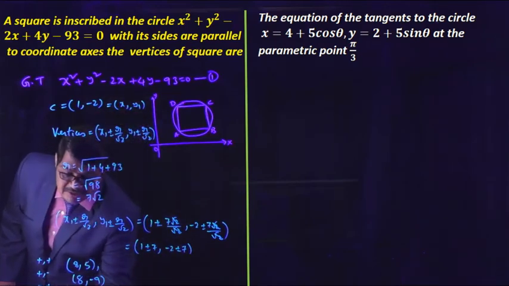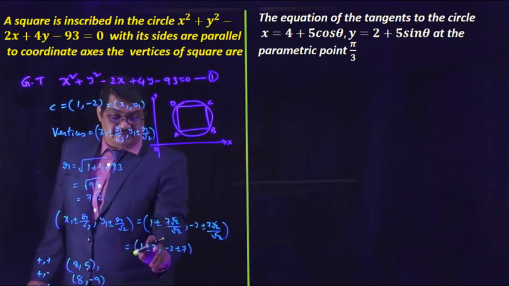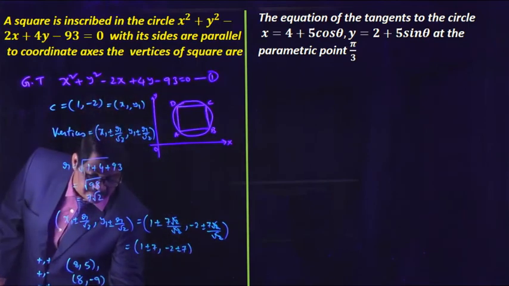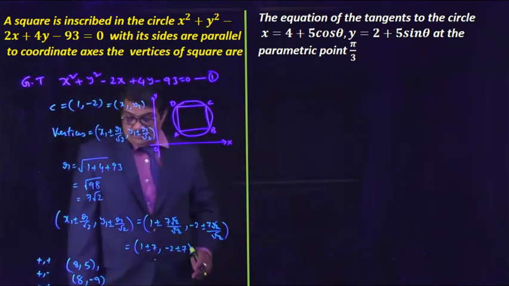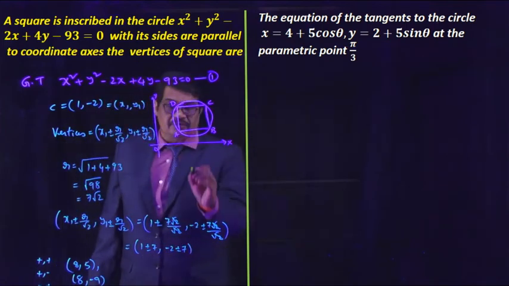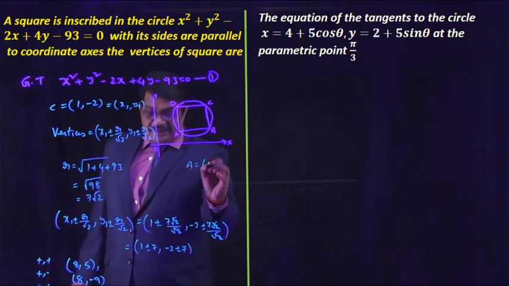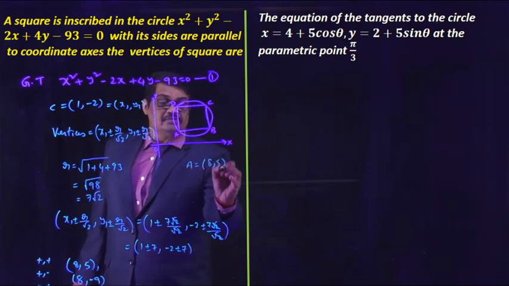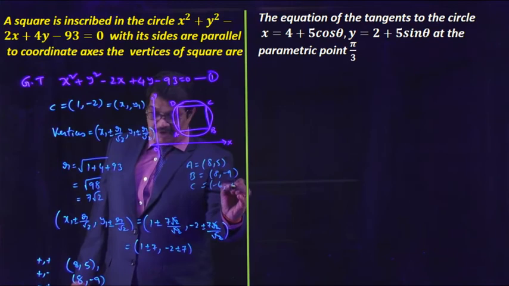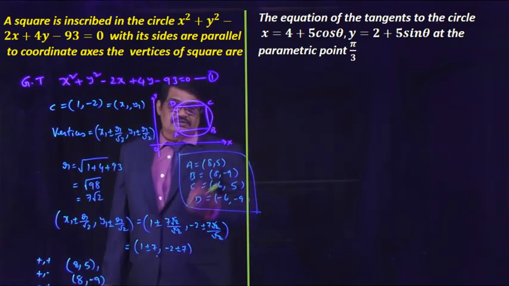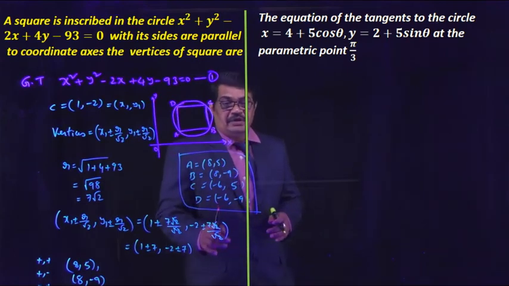We take minus minus. Here 1 minus 7, minus 6, and minus 2 minus 7, minus 9. Okay, these are the vertices. Therefore, the vertices are 8 comma 5, and 8 comma minus 9, and minus 6 comma 5, and another vertex is minus 6 comma minus 9. These are the vertices of the square.